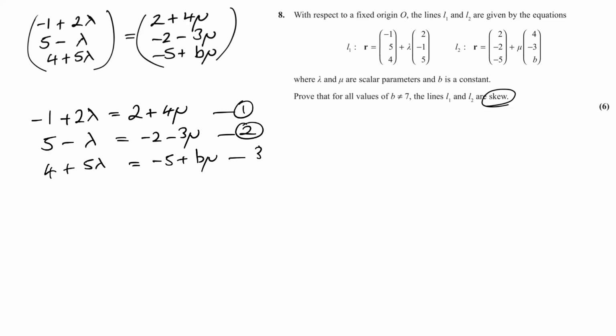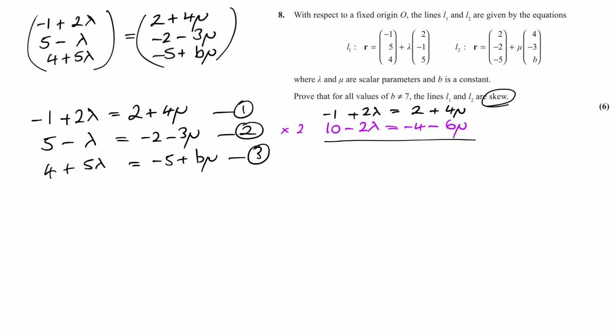Like so. So, dealing with 1 and 2 first. Basically, I like to use elimination, so I'm going to times this one by 2, which is going to be 10 minus 2 lambda equals minus 4 minus 6 mu. And I'm going to use then equation 1, which is my minus 1 plus 2 lambda equals 2 plus 4 mu. And of course, I'm going to add these.